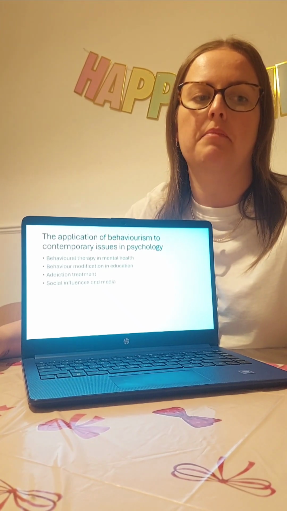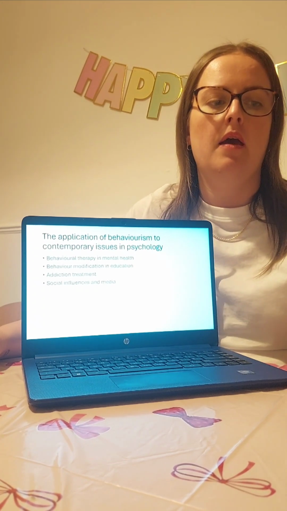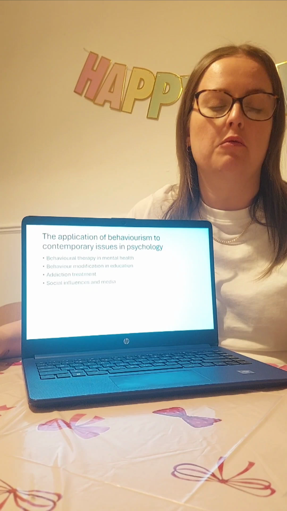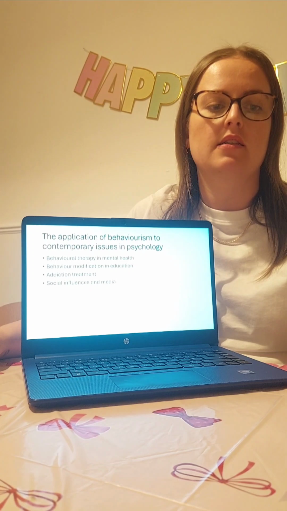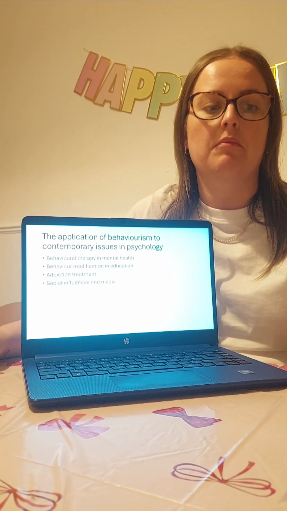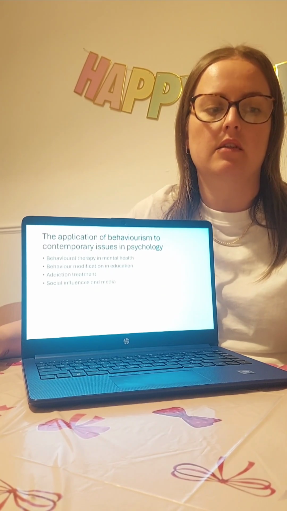Social influences and media. Social learning and media exposure. Behaviourism, particularly the work of Albert Bandura, emphasises that people can learn by observing others, a concept central to the understanding of media influence. For example, seeing violence in video games may influence children into imitating those behaviours.